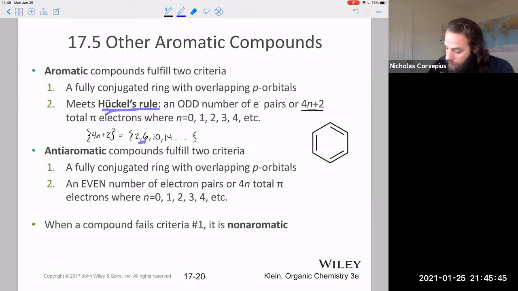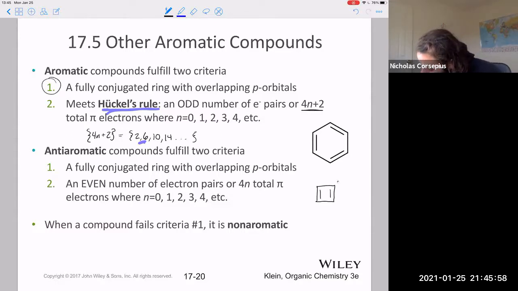So remember we said that cyclobutadiene was not aromatic, right? Let's convince ourselves of why that is. Well, it does meet rule 1. It has a fully conjugated ring system, meaning that all these carbons are sp2 hybridized. They all have a p orbital that can engage in conjugation. The problem is that there are 4 electrons in that conjugated ring, which does not meet Hückel's rule.